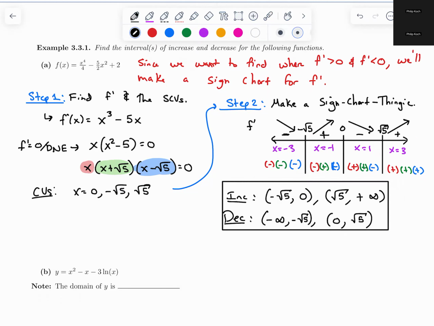Older textbooks will use a union symbol instead of a comma to write the intervals of increase and decrease. And that's because there was, you probably heard about it in the news. It was pretty big. It was in like 2008, so it was right around the market crash. It was a big deal, actually. It happened in Italy. There was a big mathematics education conference.